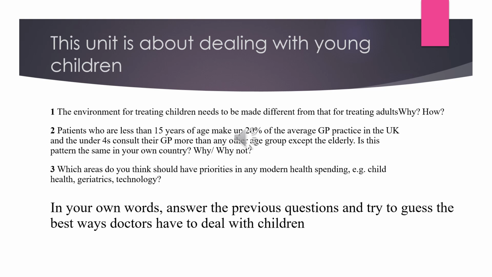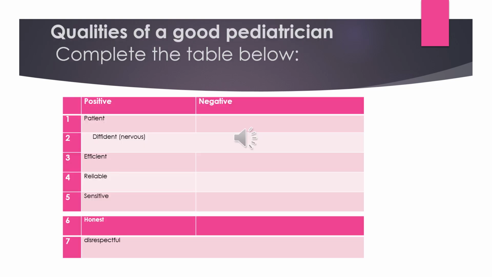Okay, so actually it's clear now the environment for treating children needs to be made different from that for treating adults. So let's try to answer the exercise, page 19. So what is the opposite of patient? Impatient. Confident, diffident, D-I-F-F-I-D-E-N-T, nervous. Efficient, inefficient, I-N, inefficient. Reliable, U-N, unreliable. Sensitive, insensitive, I-N. Honest, dishonest. Respectful, disrespectful.